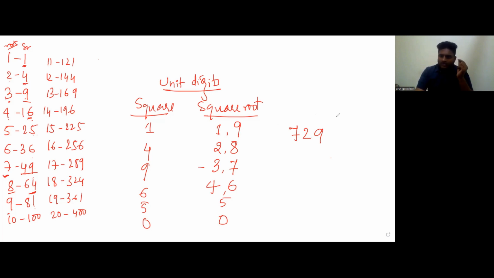Now as we are finding the square root, we'll take 2 digits from the right hand side. So what are my 2 digits from the right hand side? 2 and 9. Then I'll draw a barrier here. Now I'll look at the first digit. The remaining number is 7. Where will my 7 come? My 7 will be in between 4 and 9. Yes or no?